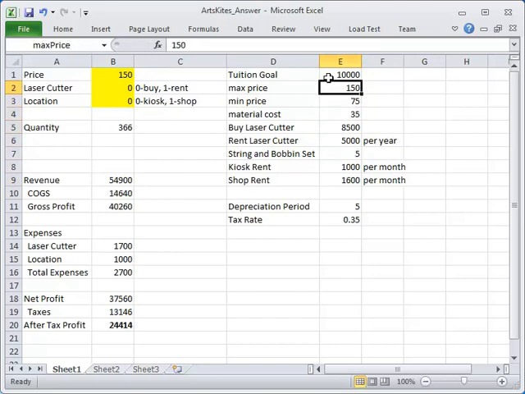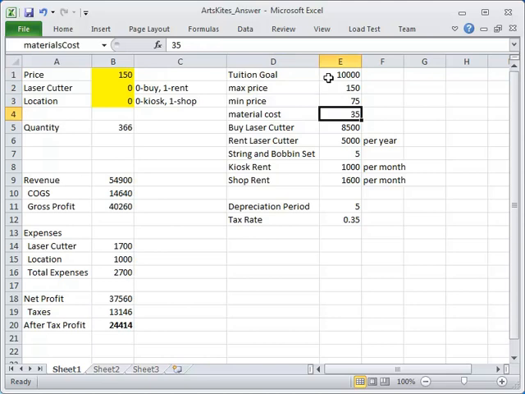But let's go through the case. So my tuition goal is $10,000. It talks about the fact that he believes he can price his kites between $75 and $150. So that's a max price of $150 and a minimum price of $75. It also talks about the fact that the material cost is $35.